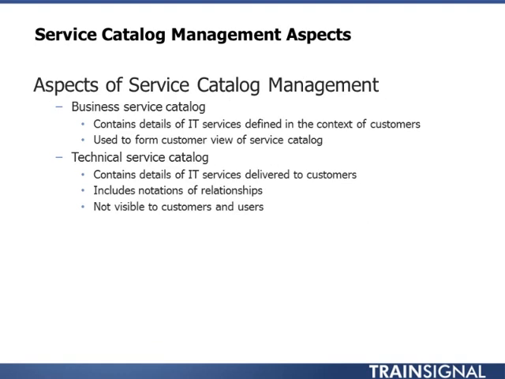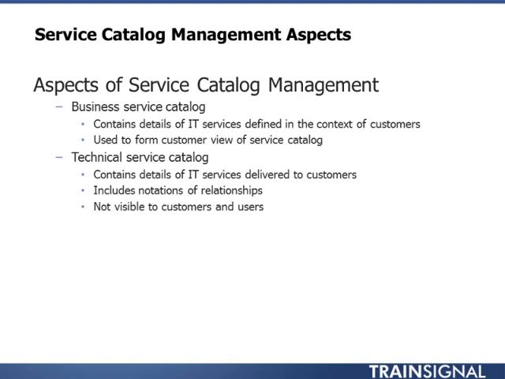Here are the aspects of the service catalog management that we were just discussing. The business service catalog contains those details of the IT services defined in the context of customers and users. It's used to form a customer view of the service catalog. This could further be segmented by user group or user profiles. For instance, in the email example, the legal department may have a retention requirement, and that could be an enhancing service to the email service that is only available to those members of the legal department. It would be part of the business service catalog.